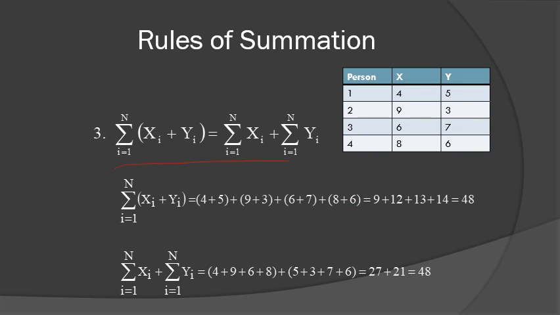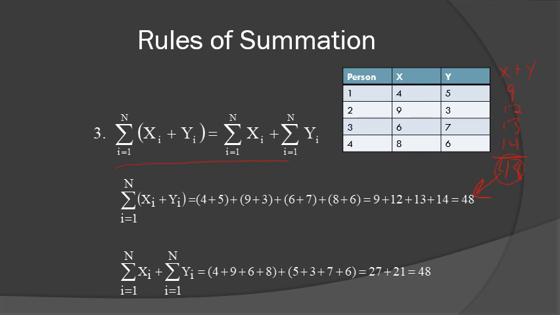Next one, sum of x plus y is equal to the sum of x plus the sum of y. Again, let's actually just do x plus y here. So x plus y for this first one, 4 plus 5 is 9. 9 plus 3 is 12, 6 plus 7 is 13, 8 plus 6 is 14. If we sum these together, we get 30, 40, 48, which is right here.